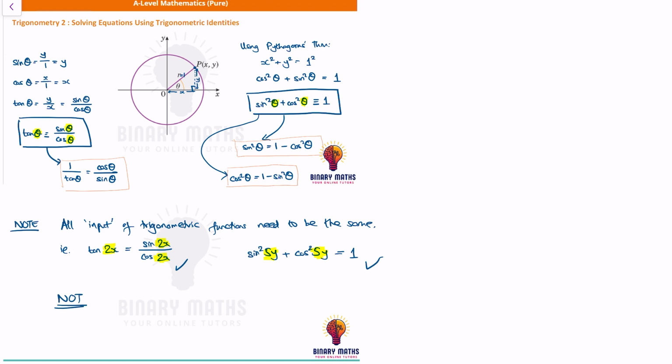So not, for example, these ones. If I have sine 3x over cos 3x, what people tend to do is just think, okay, I can cross that out and that must be equal to tan x.